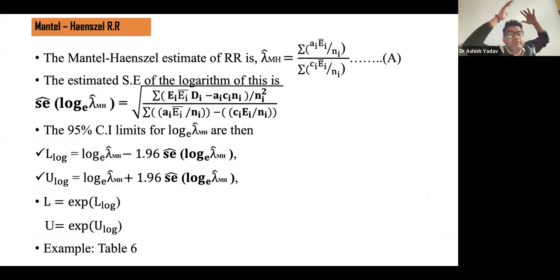Similarly, as we are having the Mantel-Haenszel estimate for OR, we can have the Mantel-Haenszel estimate for RR. For this, we have this formula: AI in the first estimate, exposed, divided by NI, CI, EI, that is the non-exposed estimate divided by NI. And for the Mantel-Haenszel estimate, we have this standard error formula, and you can calculate the 95% confidence interval for these Mantel-Haenszel estimates also.